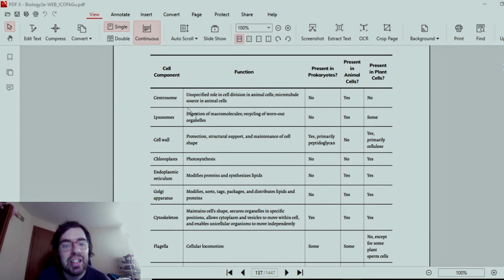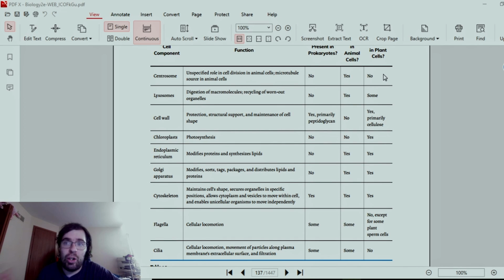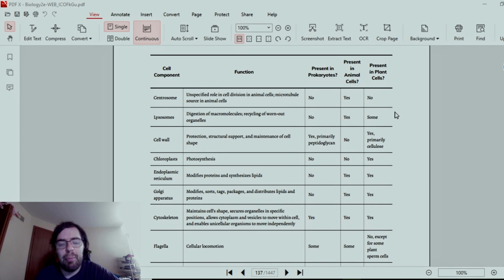Centrosome, which has an unspecified role in cell division in animal cells. It's the microtubule source in animal cells, but it says animal cells specifically, not plant cells and not prokaryotes. I believe we go into more detail later on why cells don't, but it's essentially the way they grow and reproduce. The reason they're having it, I mean. Lysosomes, digestion of macromolecules, recycling of worn-out organelles. Prokaryotes don't, for the same reason I said earlier. Now, some plant cells do. It really depends on the plant. I believe Venus flytraps do, for instance, but not all plants. And of course, animal cells do.